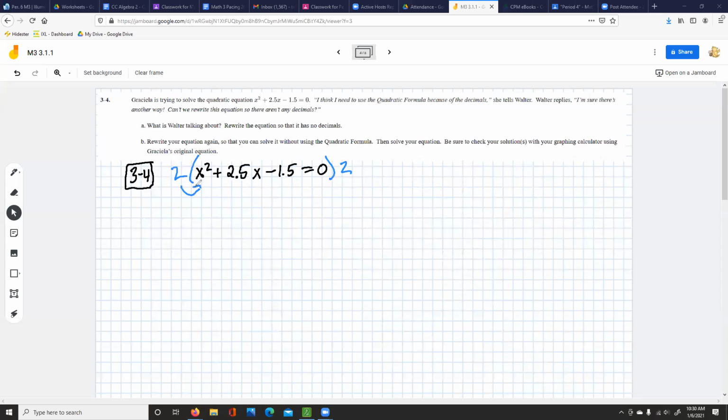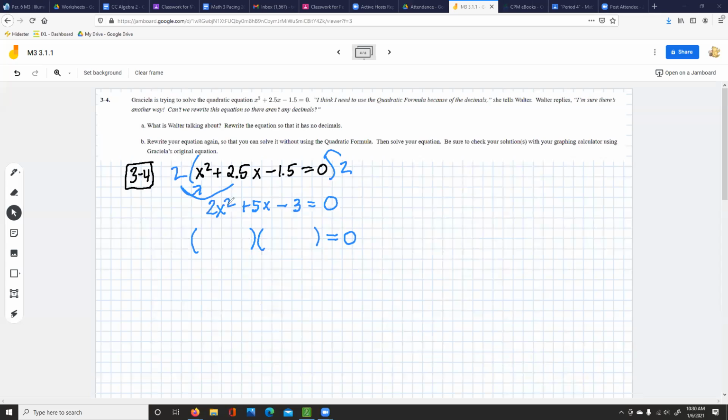So when I multiply by 2, I get 2x squared. And then 2 times 2.5 is 5, plus 5x. And then what's 2 times 1.5, guys? 3. And then 2 times 0, that's just going to stay 0, right? So now we have a quadratic. What's the fastest, easiest way to solve a quadratic? Factoring. We want to factor.